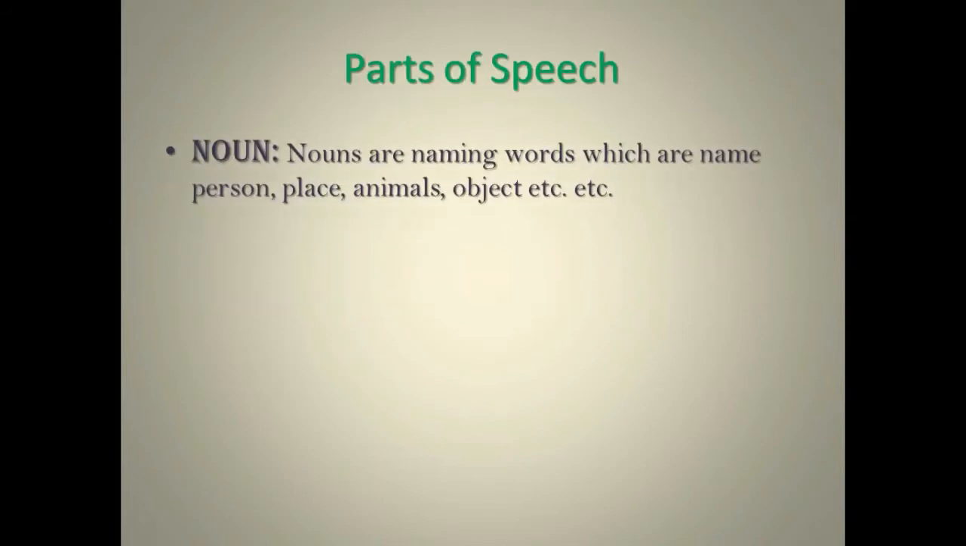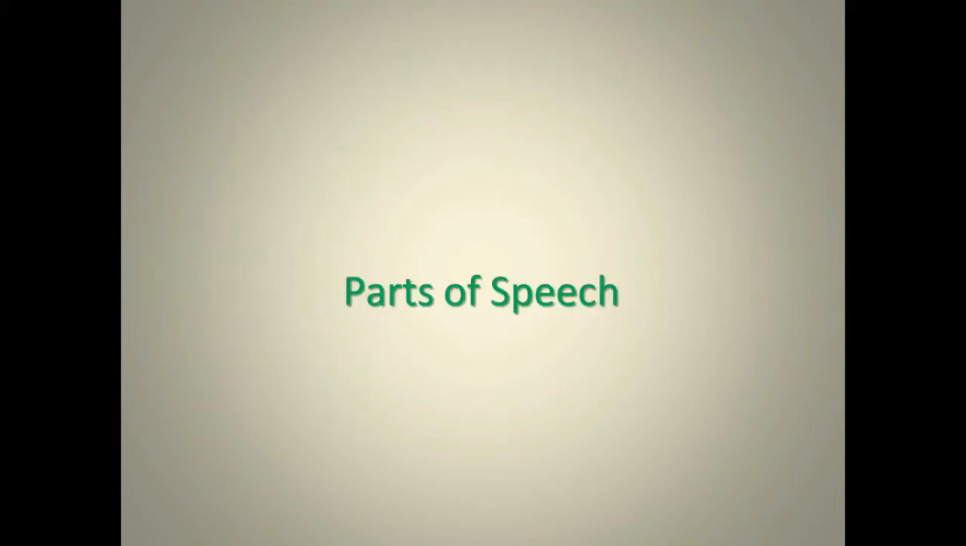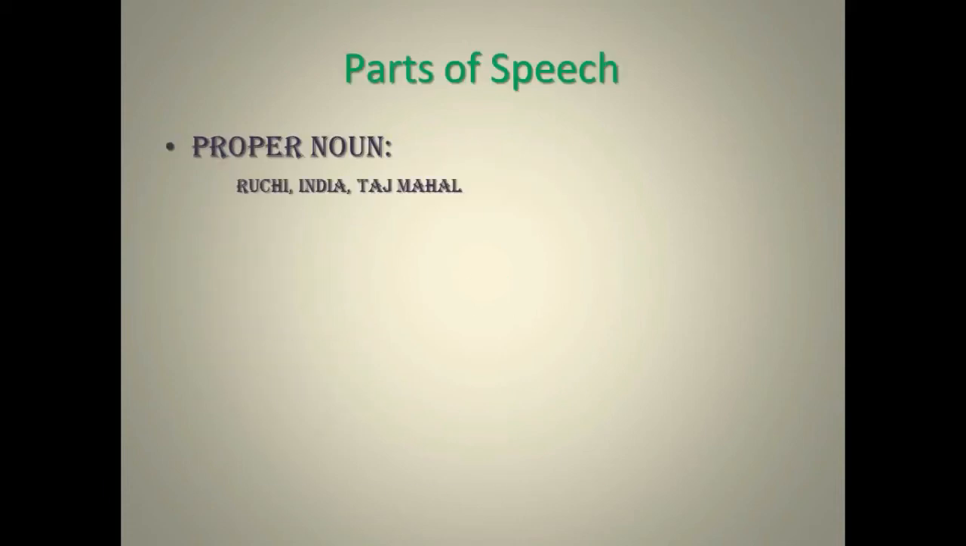First is noun. Nouns are naming words which name persons, places, animals, objects, thoughts, qualities, etc. Examples: Mohawk, Delhi, then girl, dog, spade, honesty. These are all nouns. There are 5 types of noun: proper noun, common noun, collective noun, material noun, and abstract noun.